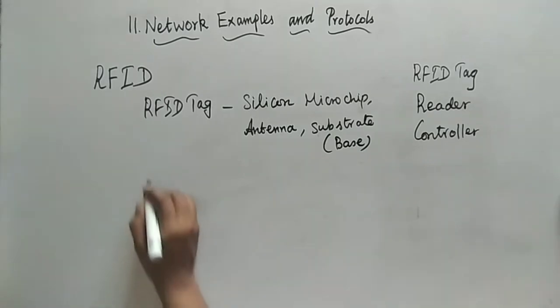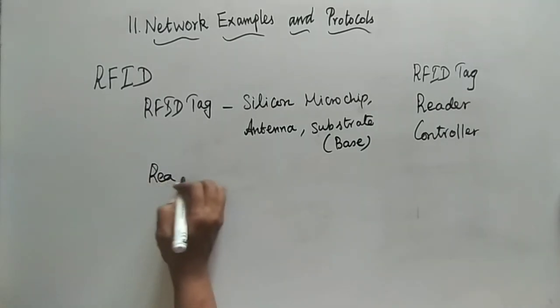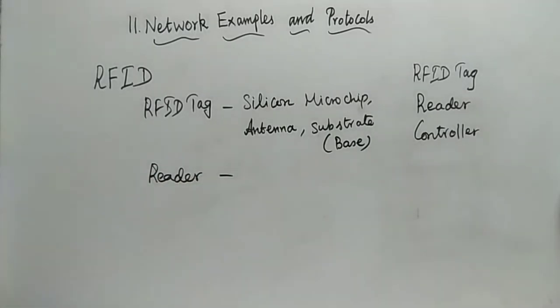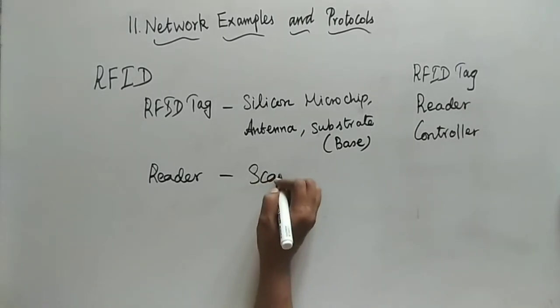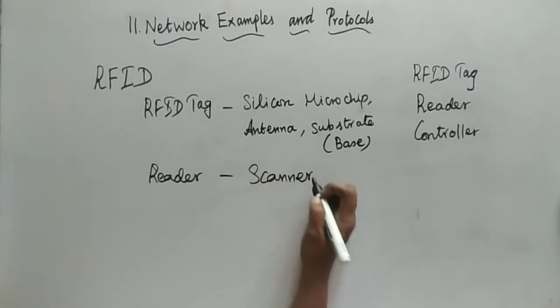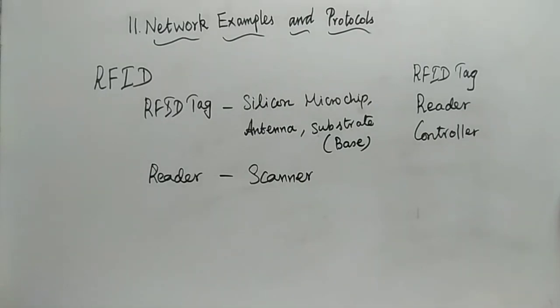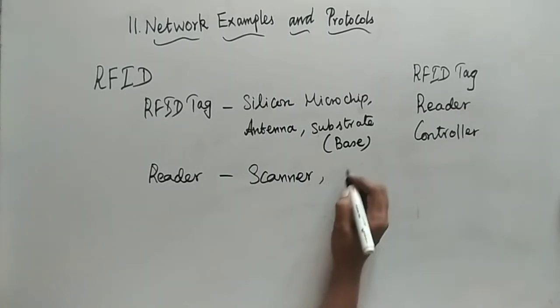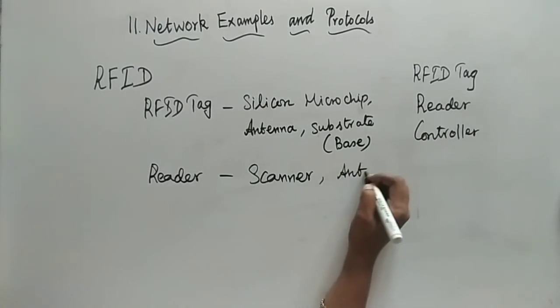Next it is your RFID reader. By the name itself you can understand it is going to read all the information. For the purpose of reading, it will be having a scanner. After reading, what it has to do? It has to transmit and receive the signal. For the purpose of transmitting and receiving the signal, what will it be having? Yes, it will be having an antenna.